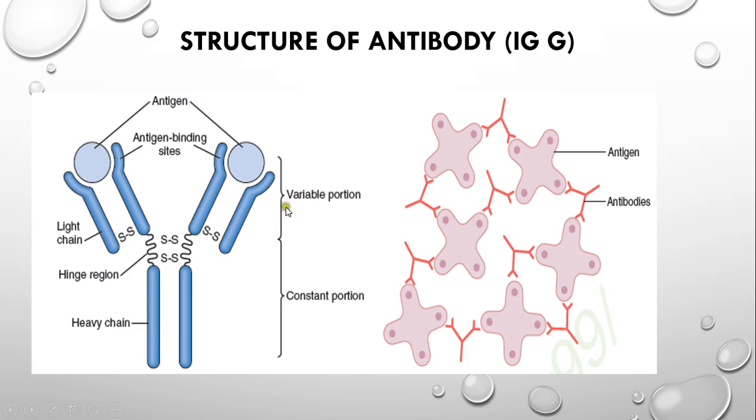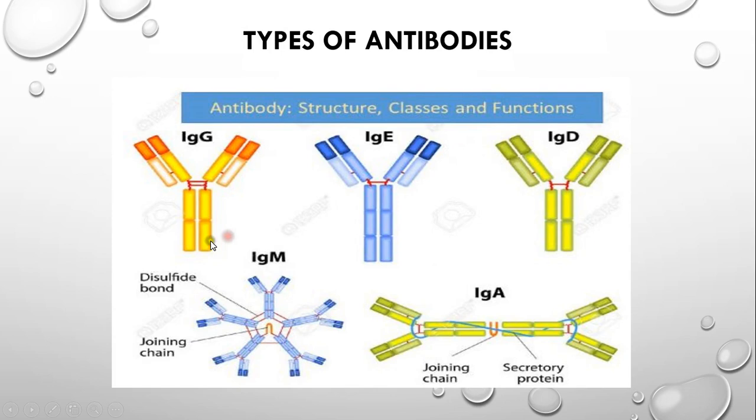The variable portion has the function to bind the specific antigen. The variable portion has the antigen binding site, and one antibody can bind one type of antigen. It means that it has specificity for only one type of antigen. This is the constant portion, and this is the variable portion. These are 2 heavy chains and 2 light chains.